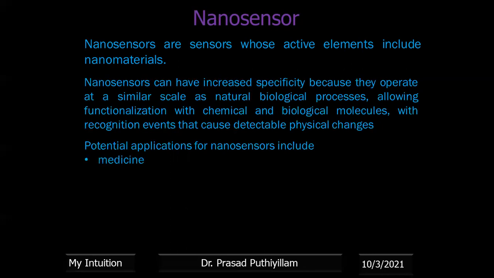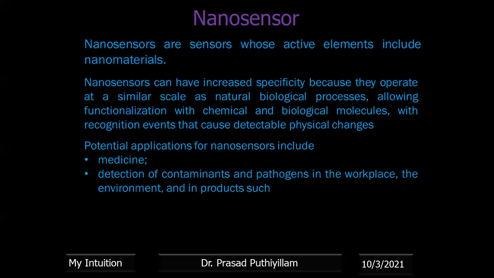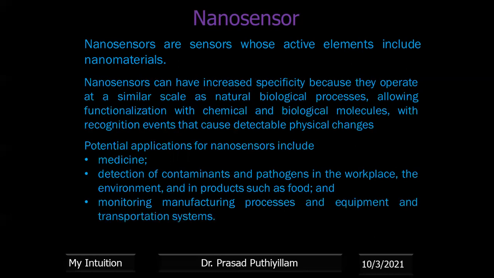The main applications of nanosensors are in medicine, or in the detection of contaminants or pathogens in the workplace, or even the environment where we work or nearby, or even contaminants in food can be detected easily by using nanosensors. Even monitoring manufacturing process equipment, or the transportation system, where any leakage is happening, or any changes which will affect the manufacturing process, can be sensed very easily by a nanosensor.